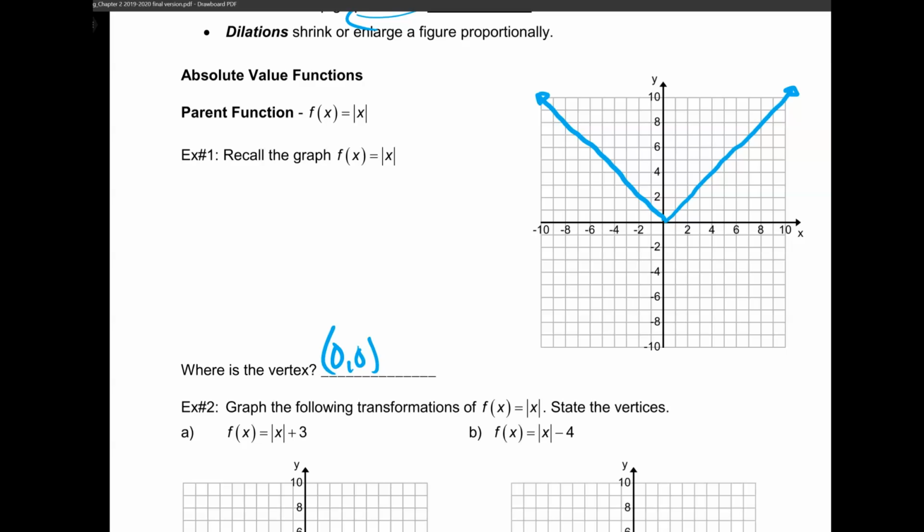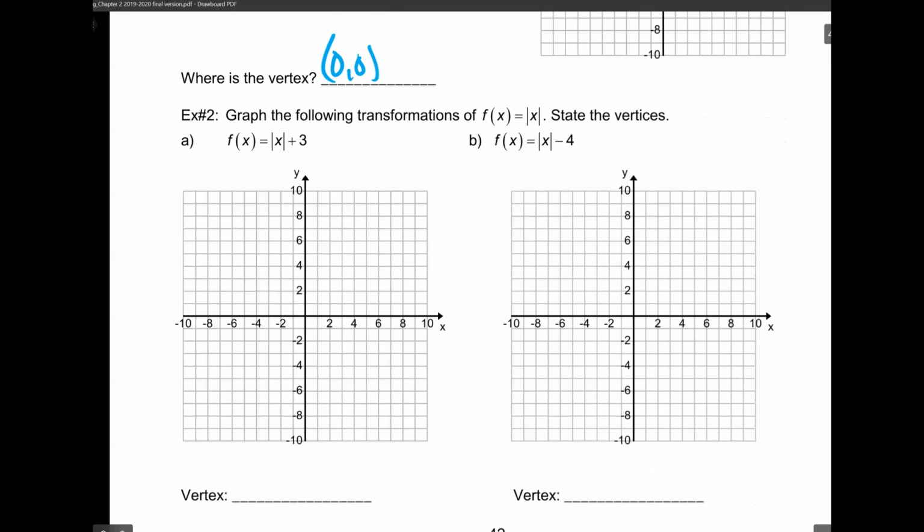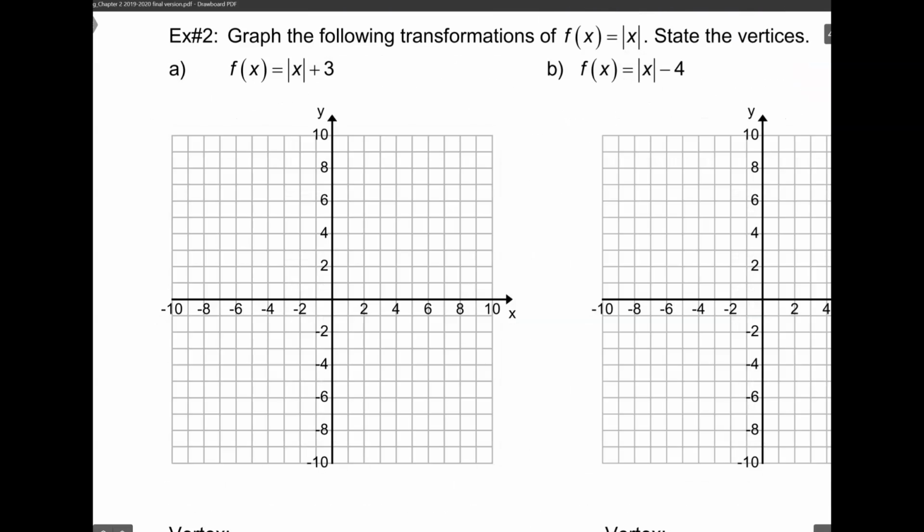All right, so example 2, graph the following transformation, state the vertices. That's why I gave you the next 2 pages as part of your homework. It goes pretty fast. Like this one, what's the transformation for A? That would be up by 3. So normally we start at 0, 0, I go up 3, and then I go up 1, over 1, up 1, over 1, up 1, over 1 to draw my V.